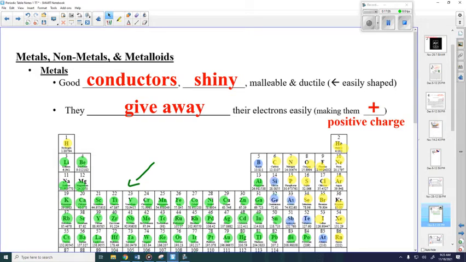Yes, sir? There is a difference between malleable and ductile, right? Yeah, ductile means you can kind of shape it easily. So you can kind of form it into any shape you want. So you can make it really thin, or you can make it really thick. You can kind of make it in whatever shape you want. Malleable just means you can bend it, and it won't snap on you. Okay?